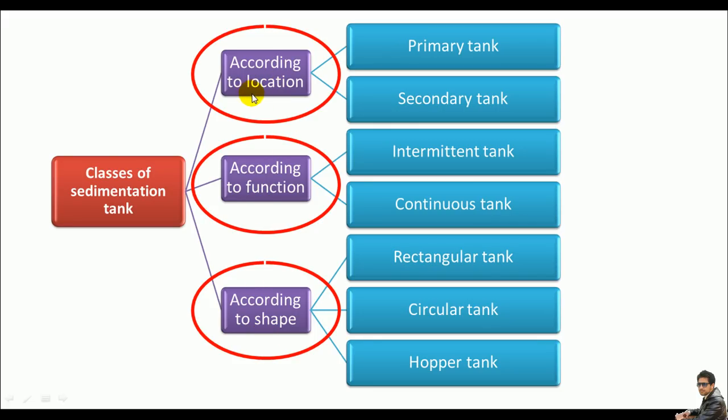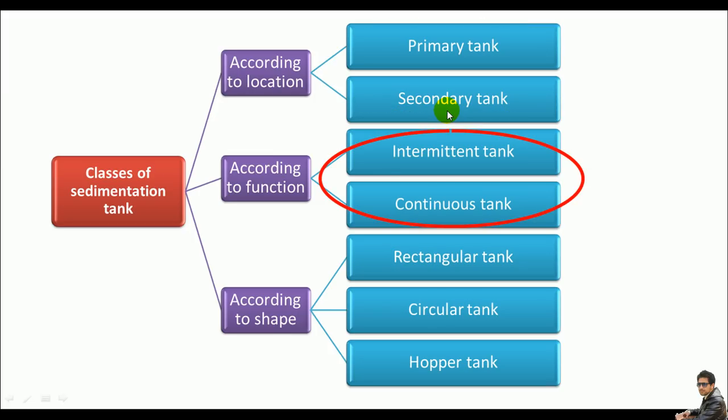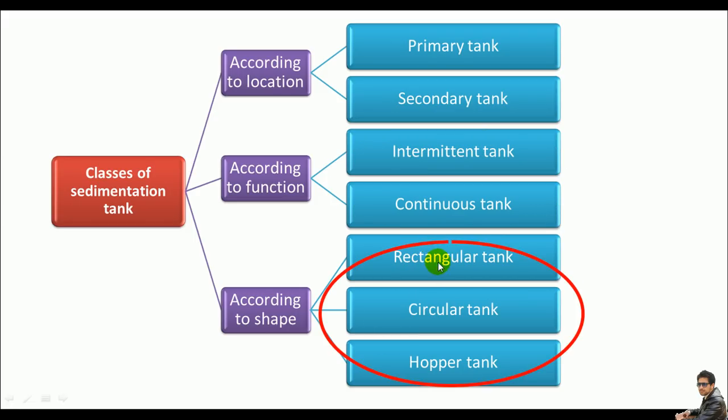If you see according to location, we have two types of sedimentation tanks, the primary one and the secondary one. Based on function, we have of course intermittent tank and the continuous tank. And according to shape, we have of course the rectangular sedimentation tank, circular sedimentation tank, and the hopper tank.